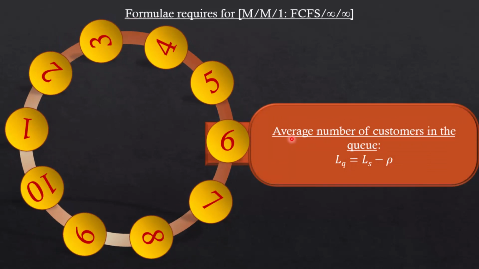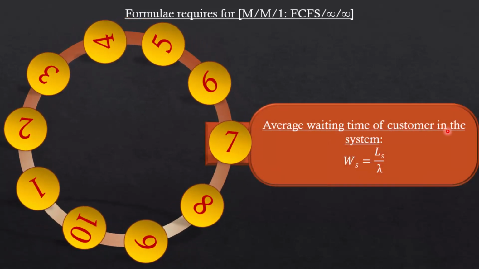The next formula is the average number of customers in the queue. It is represented by LQ and it is given by LS, that is the length of system, minus rho. If we need the formula in the form of lambda and mu, we simply put rho equal to lambda by mu, and in that manner we can convert our formula in the form of lambda and mu.